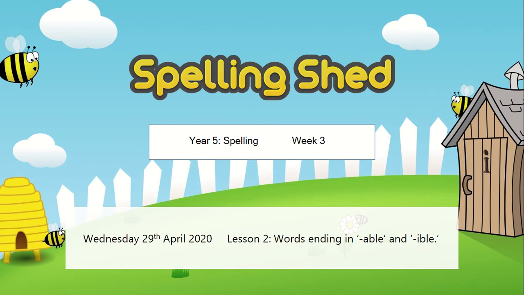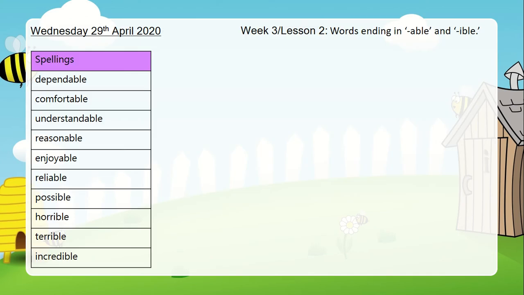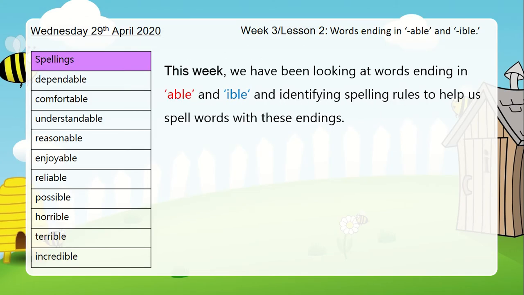able or the suffix ible. The date today is Wednesday, the 29th of April. This week, we've been looking at words ending in able and ible and identifying spelling rules to help us spell words with these endings.